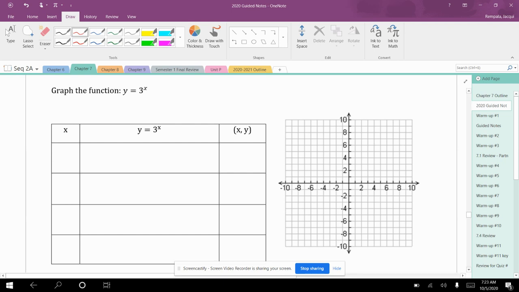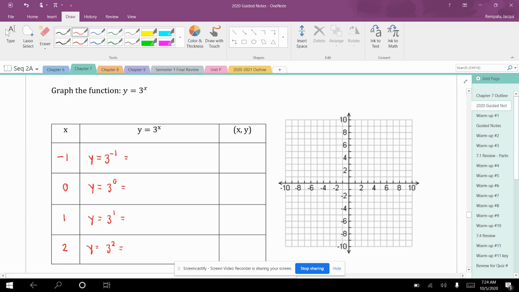Okay, so it looks like we've got 4 spots. So I'm going to go a little bit past 0 on the left. I want 0, and then I'm going to do a couple of numbers on the right of 0. Okay, so these are going to be the numbers that go in as our exponents. So we're going to have y equals 3 to the negative first power, and we'll calculate that out. We're going to have y equals 3 to the power of 0. We're going to have y equals 3 to the first power, and we'll have y equals 3 squared.